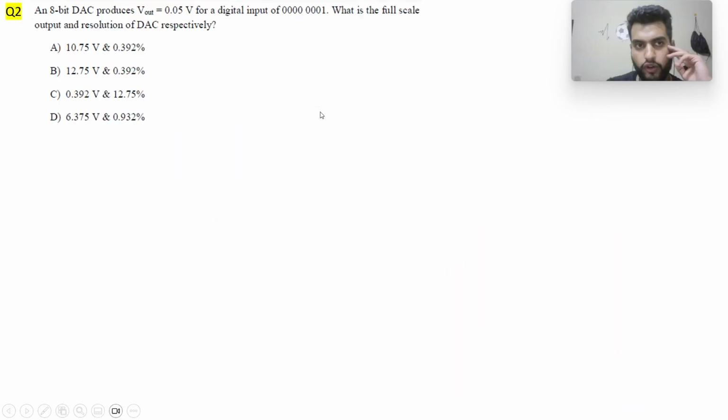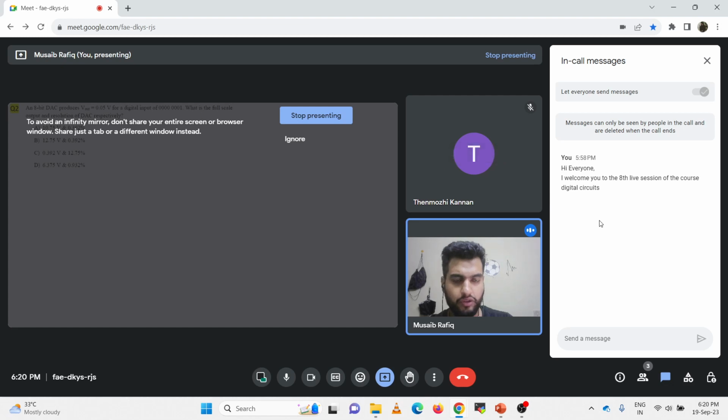Now, towards the next question. I had actually kept it for the audience, so just try it. The question states that an 8-bit DAC produces V out equal to 0.05 volt for a digital input of 00000001. What is the full scale output voltage and the resolution of the DAC respectively? This question is along the lines of the previous question, but a slightly different variation. So if we are using an 8-bit DAC and the output voltage is 50 millivolts for one, what is the full scale output voltage and resolution of the DAC? If you can quickly try it, then I will show you the solution.